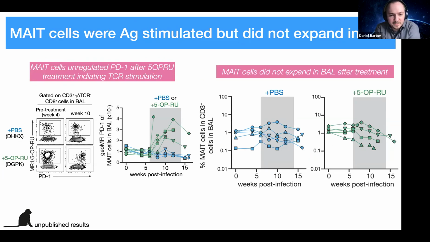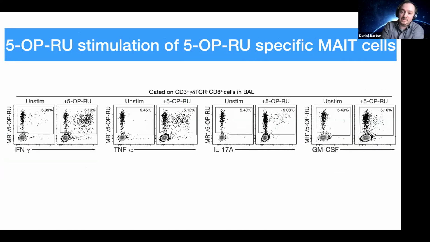The real surprise in all of this is that the MAITs didn't expand. So we know they got hit, but they did not increase in number. In a mouse, if you do this, you get 50 to 100-fold expansion in MAIT cells. That didn't happen in the macaques. There was really no change at all, and if anything, a drift down in the number of MAITs we found in the bowel. I'll just say we looked for MAITs everywhere, and they didn't increase in any of the tissues. So 5-OPRU treatment of a TB-infected macaque did not expand MAITs.